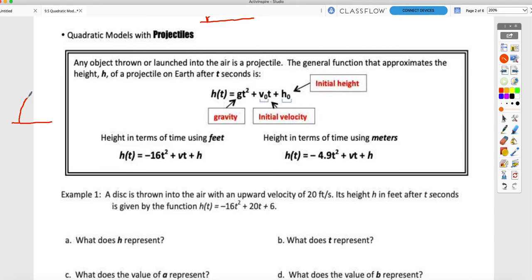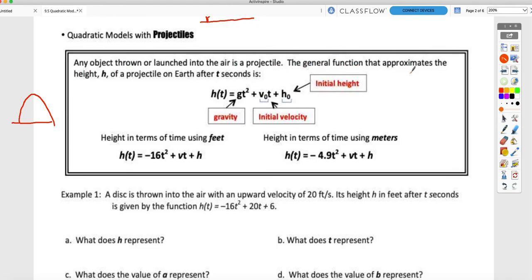It's going to go up to a point, and then gravity is going to take hold of it, unless it gets to space, but we're not doing that. Gravity is going to take hold of it. It's going to reach its maximum height, and then it's going to bring it back to Earth where it hits the ground. So everything that gets shot or launched up into the air or thrown or tossed or anything else can be modeled with a quadratic equation, and it's called a projectile. Any object thrown or launched into the air is a projectile.